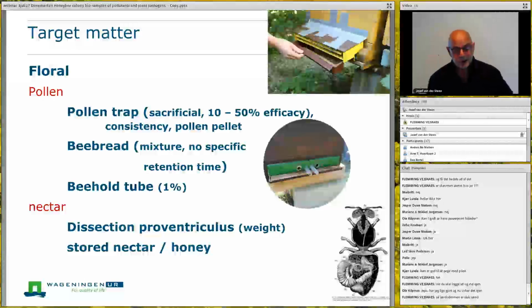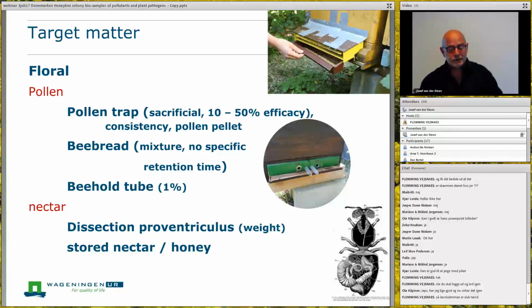Starting with pollen, you can use your pollen trap, and a lot of you do, and we know that the efficiency of the pollen trap is about 10 to 50% depending on the pollen. You can also have bee bread, and we have the beehive tube if you want to have this pollen-like stuff.